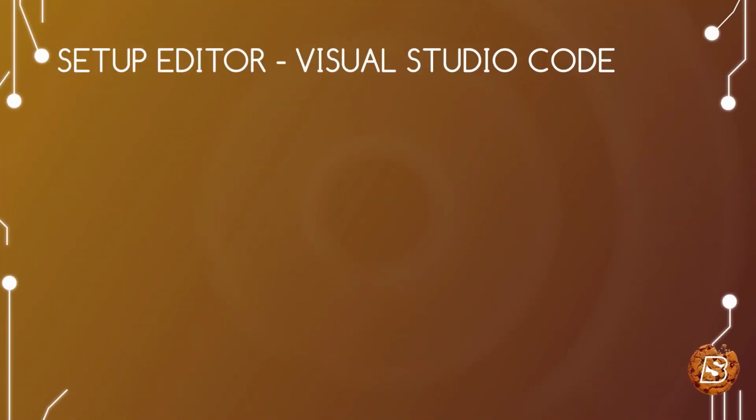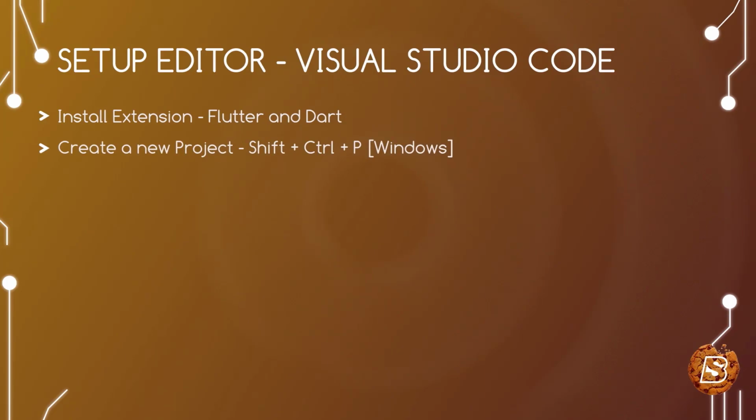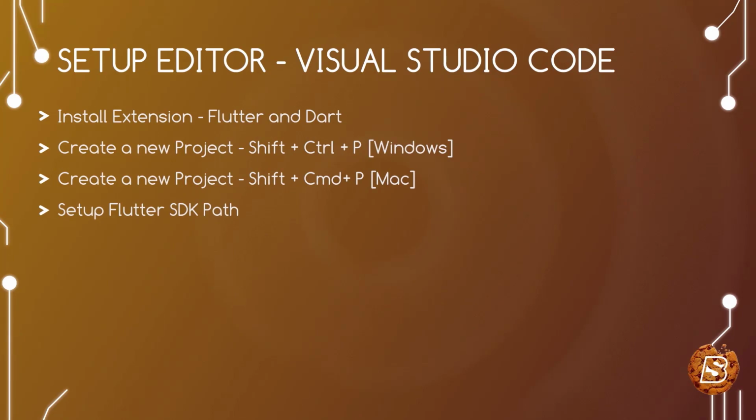In this lecture, we'll be taking a look at how we can set up Visual Studio Code as our favorite editor to develop Flutter applications. In this one, we'll be covering installing extensions for Flutter and Dart in our Visual Studio Code. Then we'll see the commands that we'll be using. Primarily, we'll be focusing on Windows, so we'll be making use of Shift plus Control plus P, and this will allow us to create a new project. And before doing that, we'll also be setting up the Flutter SDK path in our Visual Studio Code.